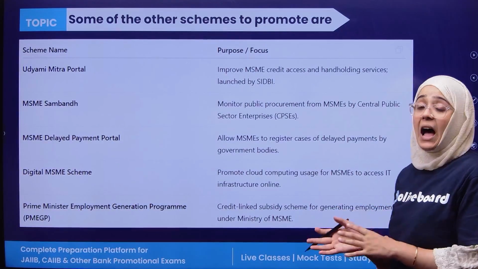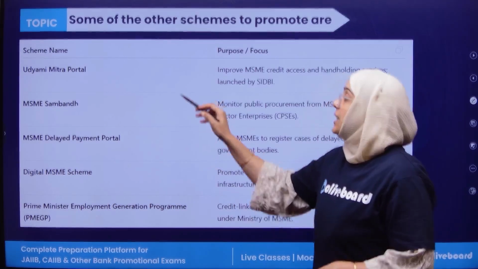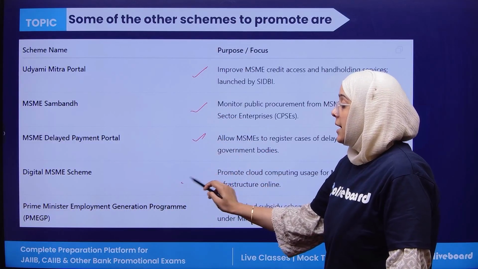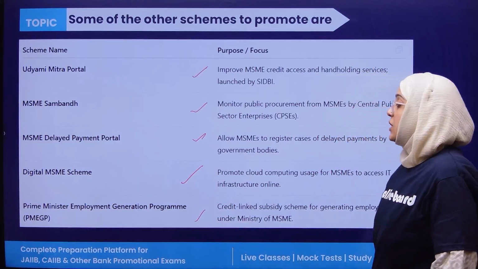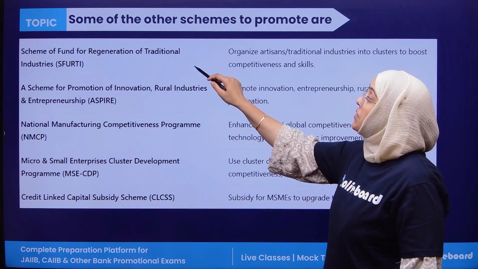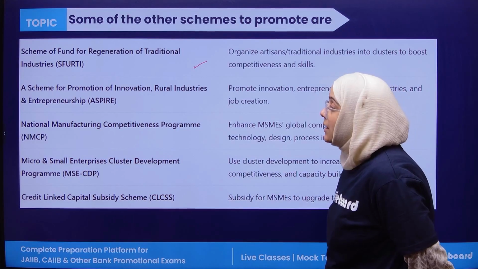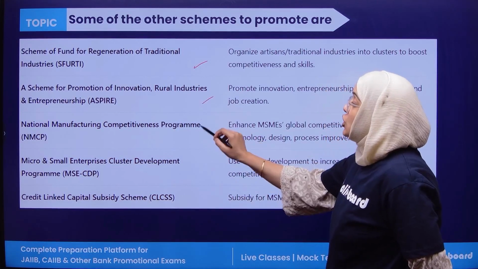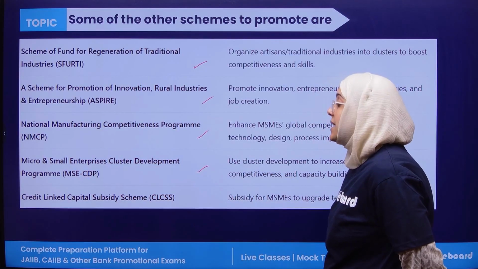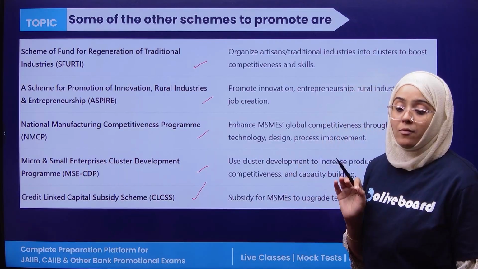Now, there are other schemes also, which I have given in simple tabular form for you all to remember, like the Udyami Mitra Portal, Micro Small Medium Enterprises Samman, then the MSME Delayed Payment Portal, Digital MSME Scheme, Prime Minister Employment Generation Program. The description is given, you just have to read it out. Then SFURTI, Scheme for Fund Regeneration of Traditional Industries, a scheme for promotion of innovation, rural industries, and entrepreneurs. ASPIRE, National Manufacturing Competitiveness Program, Micro and Small Enterprise Cluster Development Program, and Credit Linked Capital Subsidy Scheme. Very important is the full form. You have to learn the full forms very importantly.